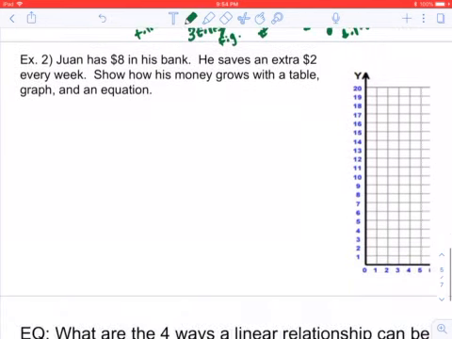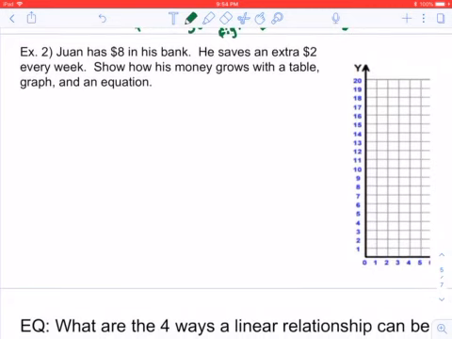All right, one more. Here's a scenario instead. So Juan has $8 in his bank. He saves an extra $2 every week. Show how his money grows with a table, graph, and equation. So this is giving us a scenario. Instead of a pattern, we're getting a situation in words. That's our scenario. So let's start with a table.